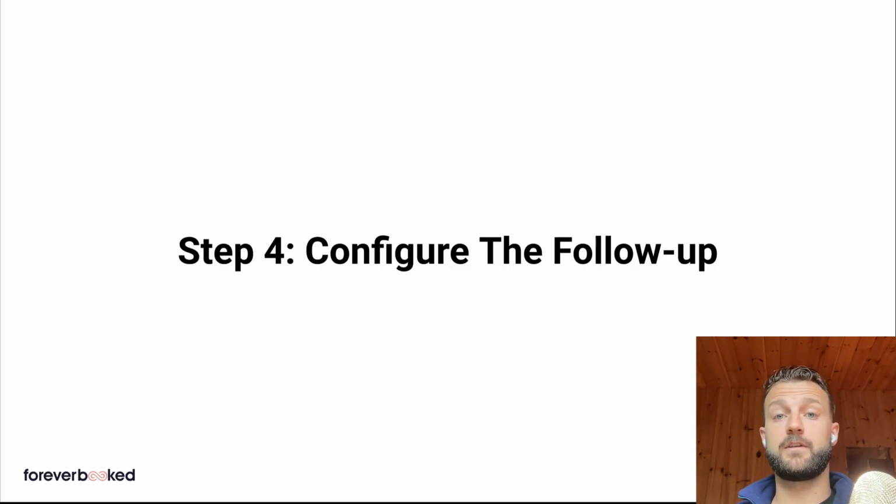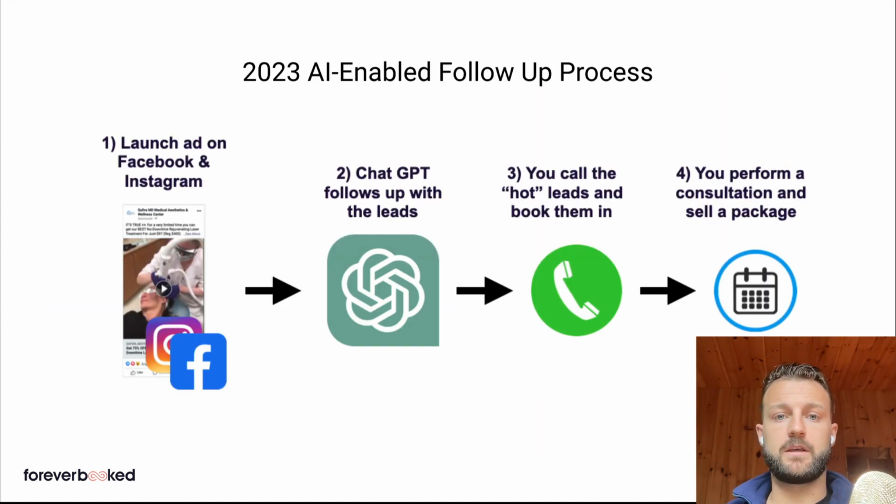All right, step 4 is to configure the follow-up. Now, here is the current 2023 AI-enabled follow-up process that's working best right now. We launched the ad on Facebook and Instagram. We use ChatGPT to follow up with the leads. The ChatGPT turns the lead from a cold lead to a hot lead. And once they're a hot lead, we notify the clinic. So the clinic gets notified that this person wants to come in, then they call that lead and book them in. They come in, they perform a consult, and they sell a package.